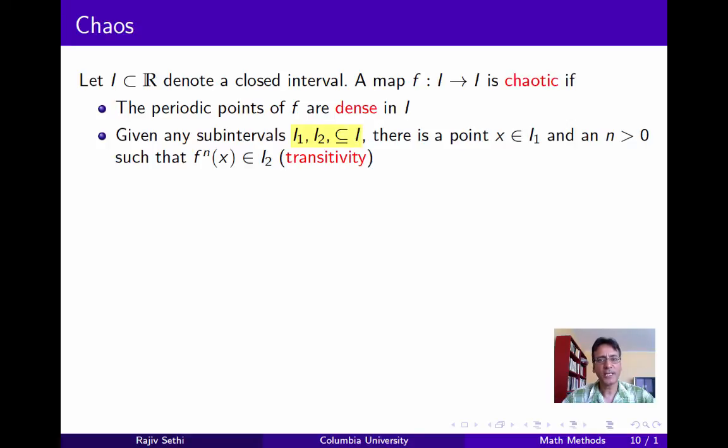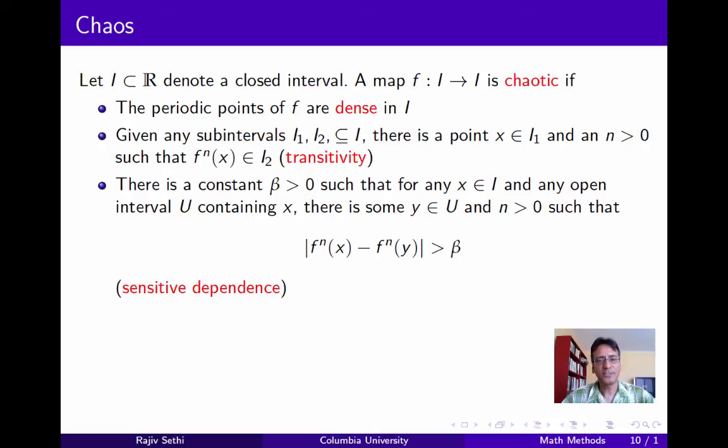Second, if you have 2 subintervals, I1 and I2. Now these could be open or closed, but they should have positive length. Given any 2 subintervals, there's a point x in the first interval and some number n, such that if you start at x, then after n periods, you'll reach a point in the second interval. This is referred to as transitivity, and it basically says that if you have 2 intervals of positive length, no matter how small they happen to be, you can always reach one from the other after some number of steps n.